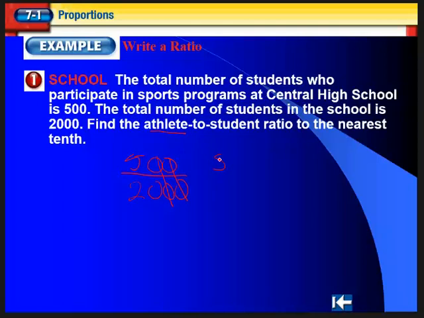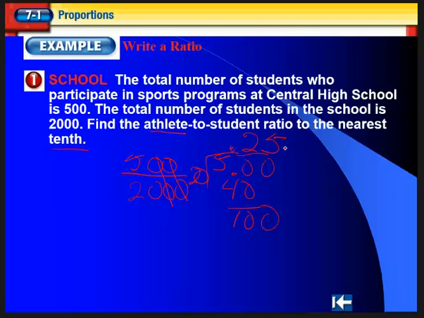If you were to divide this out, it would look like this in long division. Okay, you're going to have to put your decimal and so on. 40. Bring down your other 0. So the answer is 0.25, but look, it says to the nearest tenth.